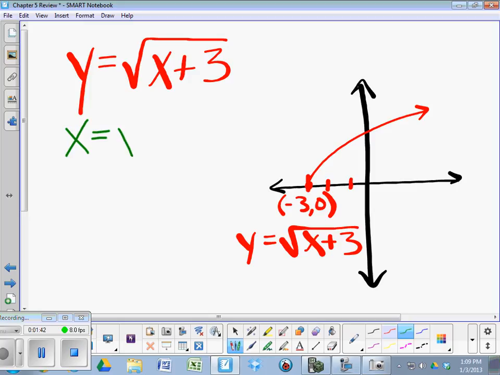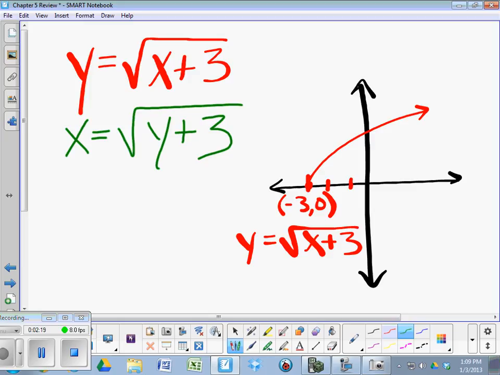I'm looking for you to switch X and Y. After you do that, we solve for Y, and then change Y to F inverse. Say it with me: switch X and Y, solve for Y, switch Y to F inverse.